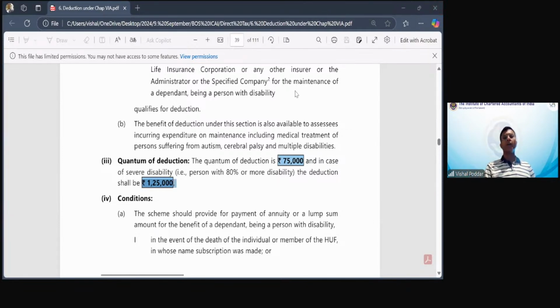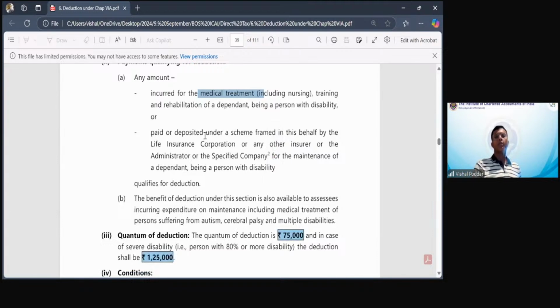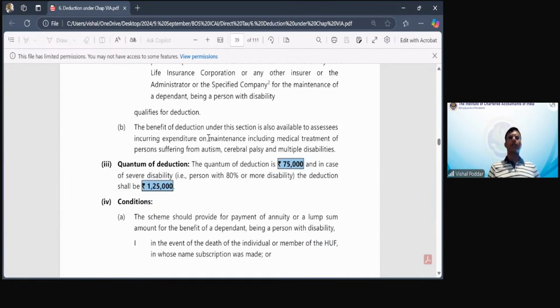You only need to satisfy the criteria. The criteria is that you are an individual, and you are spending on one of these dependent persons, on their medical treatment. Since they are disabled, you are spending on their medical treatment, which may include treatment, nursing, or training and rehabilitation. Or you have deposited in a special scheme which an insurance company has created for them. If you satisfy this, you get deduction.